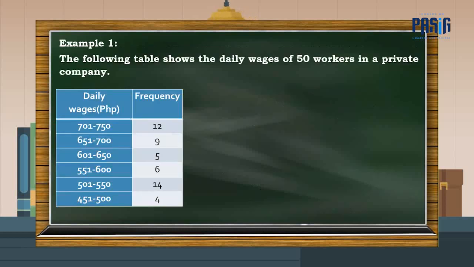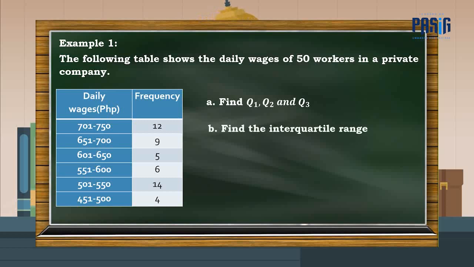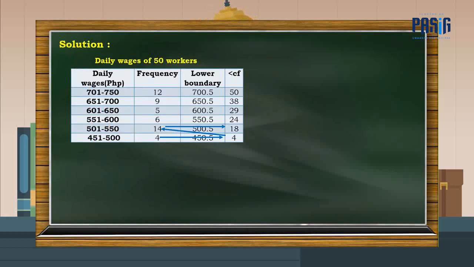Let us have an example. The following table shows the daily wages of 50 workers in a private company. Let us find Q sub 1, Q sub 2, and Q sub 3. Let us also find the interquartile range. Before we solve the quartiles of the group data, let us first prepare a column for cumulative frequency and lower boundary.